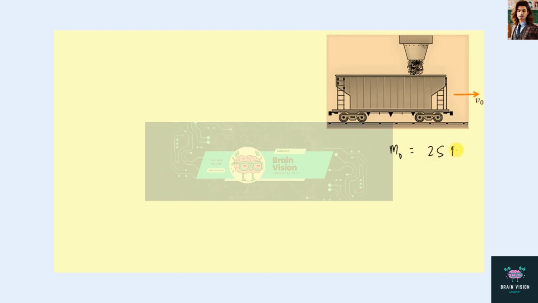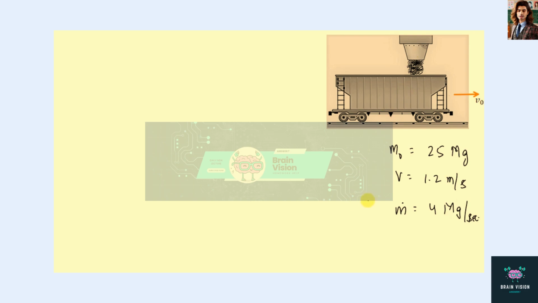So here in this problem we are given a car that has a mass of 25 megagram and is moving at a constant speed of 1.2 meter per second under a hopper which releases coal into the moving car at a constant rate. M dot is 4 megagram per second. So at this rate the coal is being entered into the car.